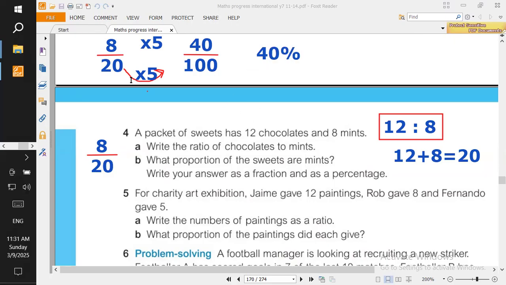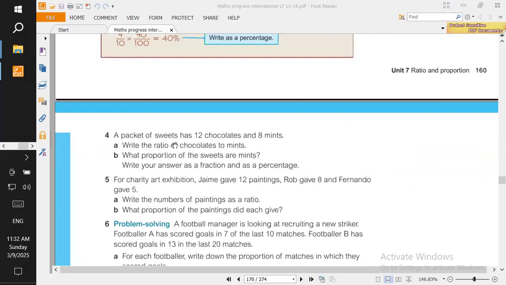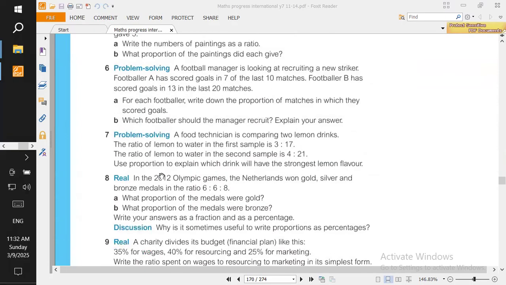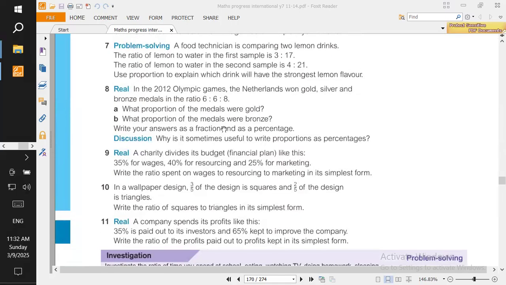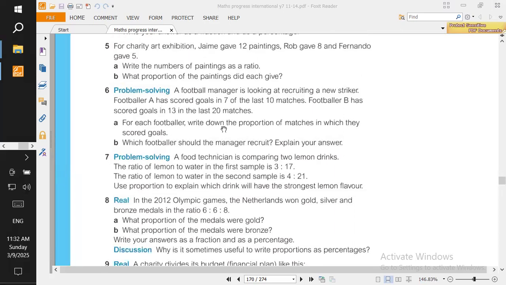So this is how you write the proportion as a fraction and as a percentage. And this is how you answer a question like this. Now, all of them have the same ideas. You can write proportions as fractions and simplify them, or turn them into percentages. Now let's take a look at another question. Let's take this, for example.